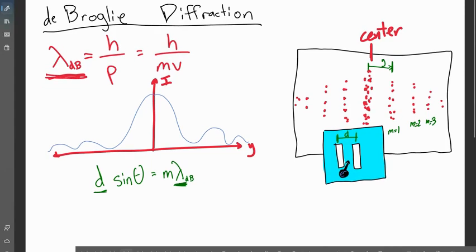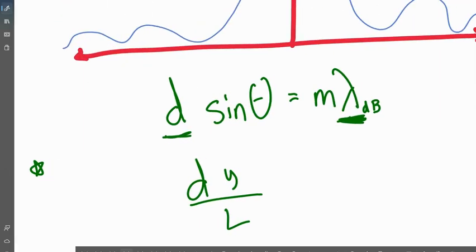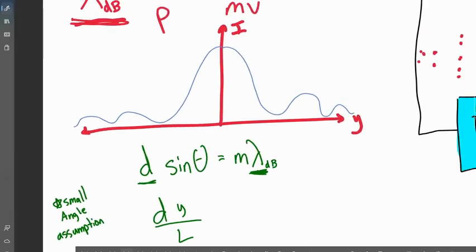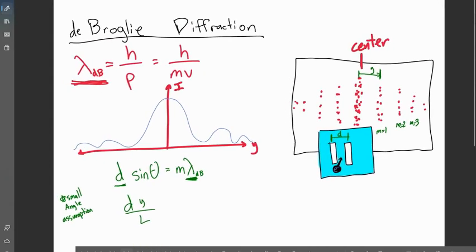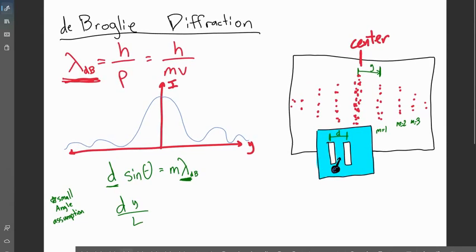Okay, so we can see this right here where we get d sine theta. Remember, when we set this up, we can reduce that to y over L using the small angle approximation. Small angle assumption and small angle approximation mean the same thing. So with the small angle approximation we get d y over L is equal to m lambda, and this lambda is the de Broglie wavelength, so h over momentum.